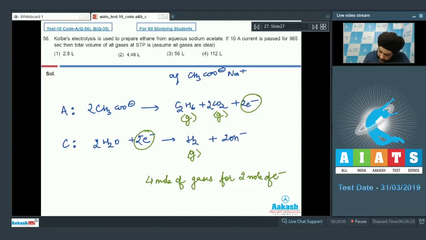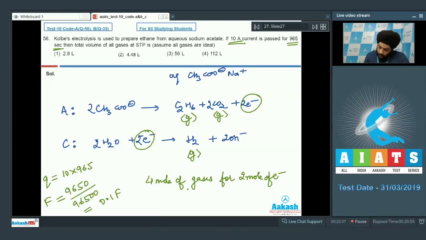So all that is left is to find the moles of electrons, or the Faradays of electrons, present in the system. We have been given that a current of 10 ampere has been passed for 965 seconds. So Q will be equal to 10 into 965. If we talk about the Faradays, it will be 9650 upon 96500. So we have 0.1 Faraday.